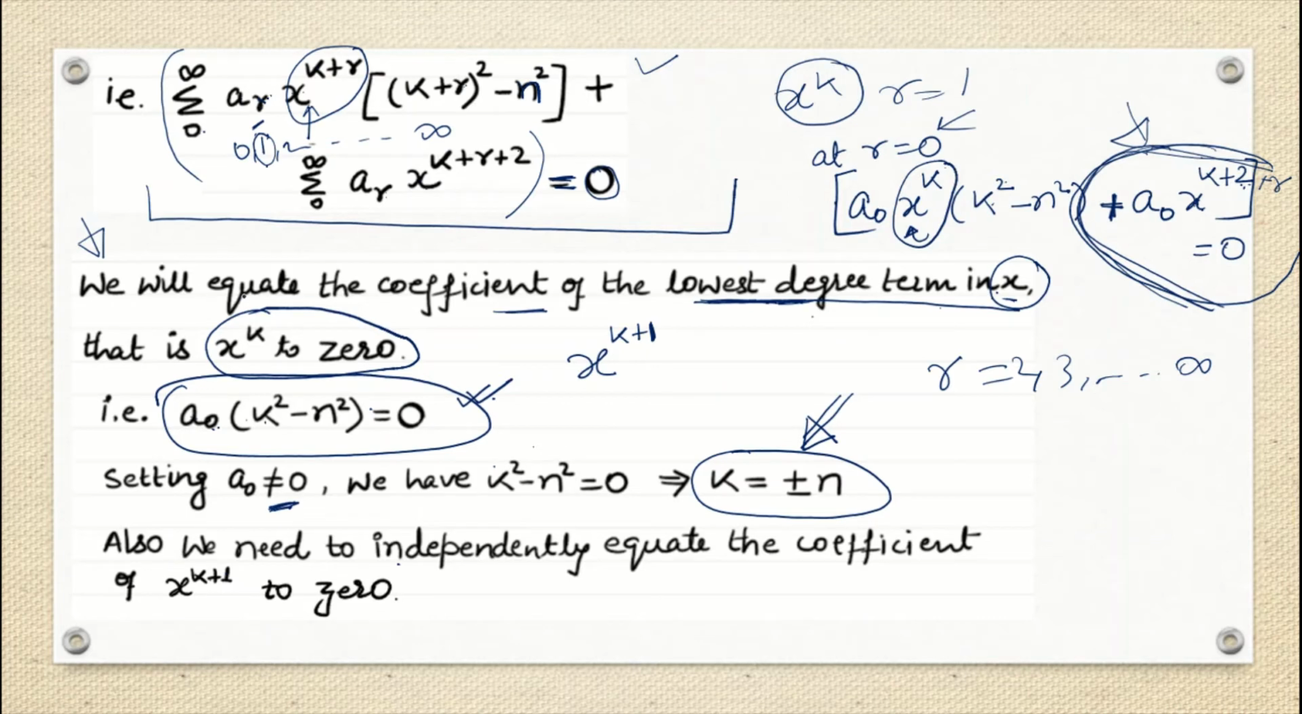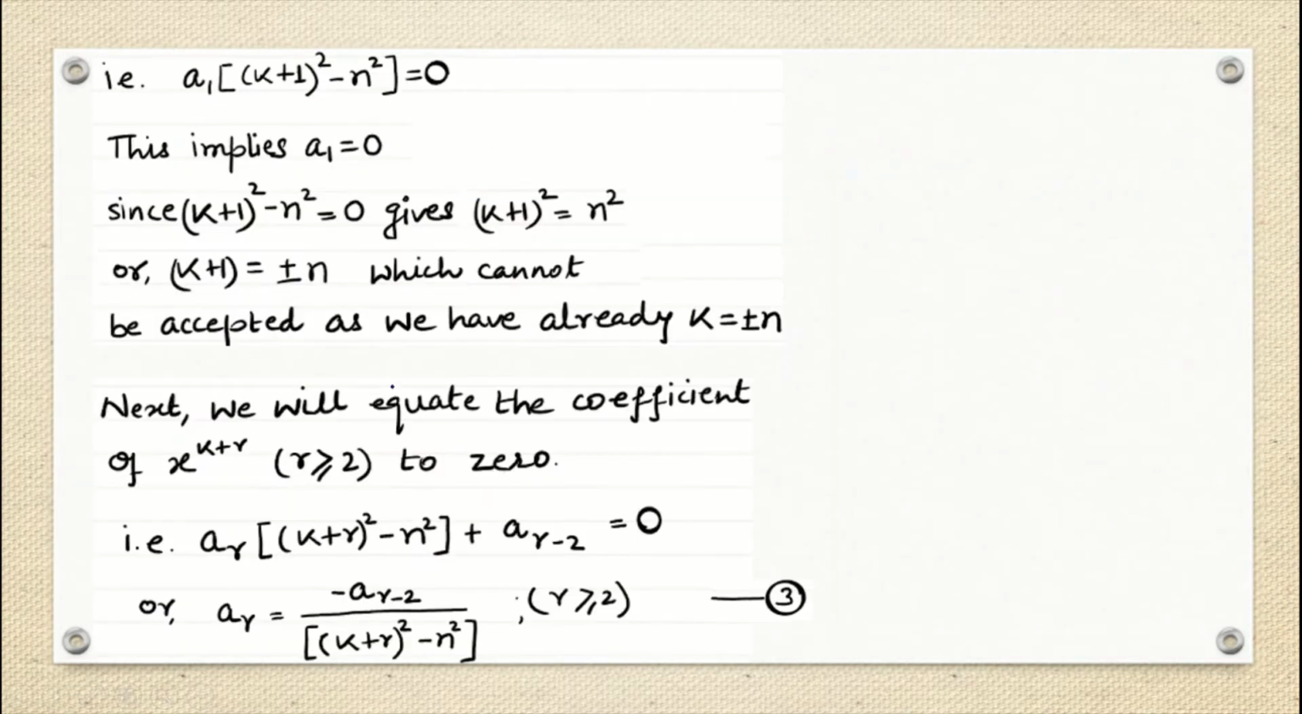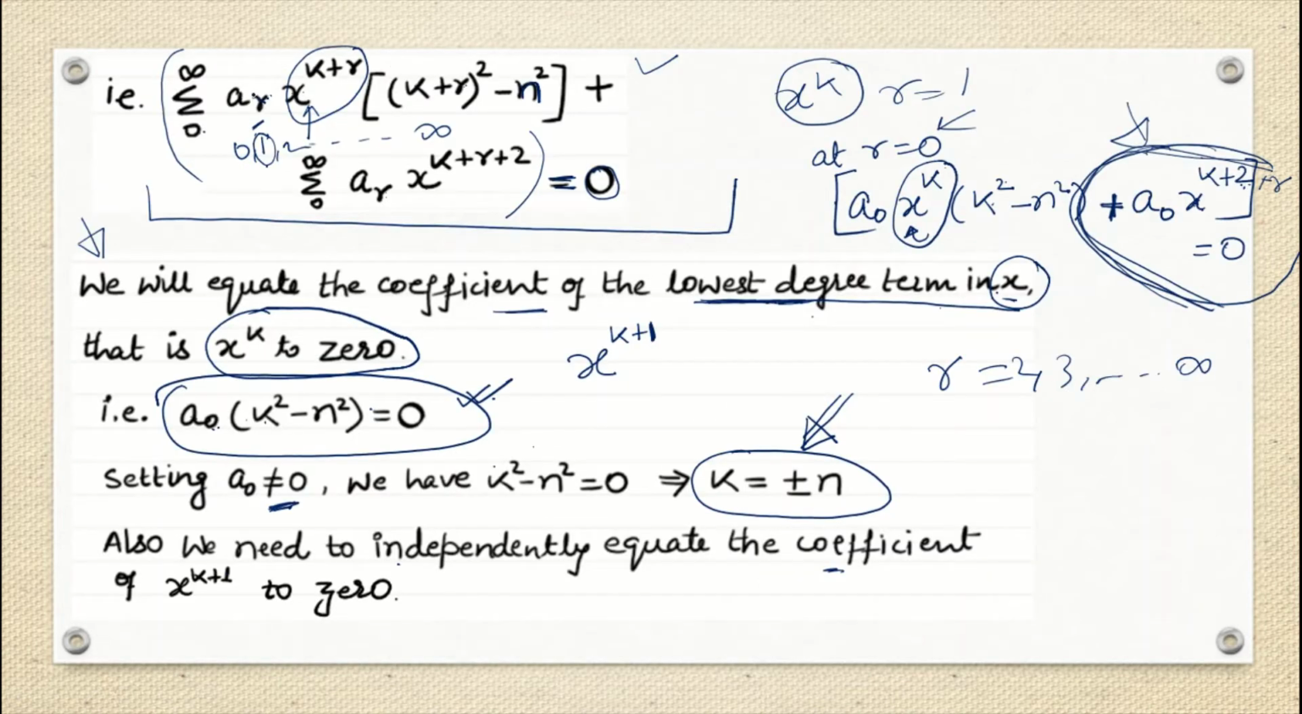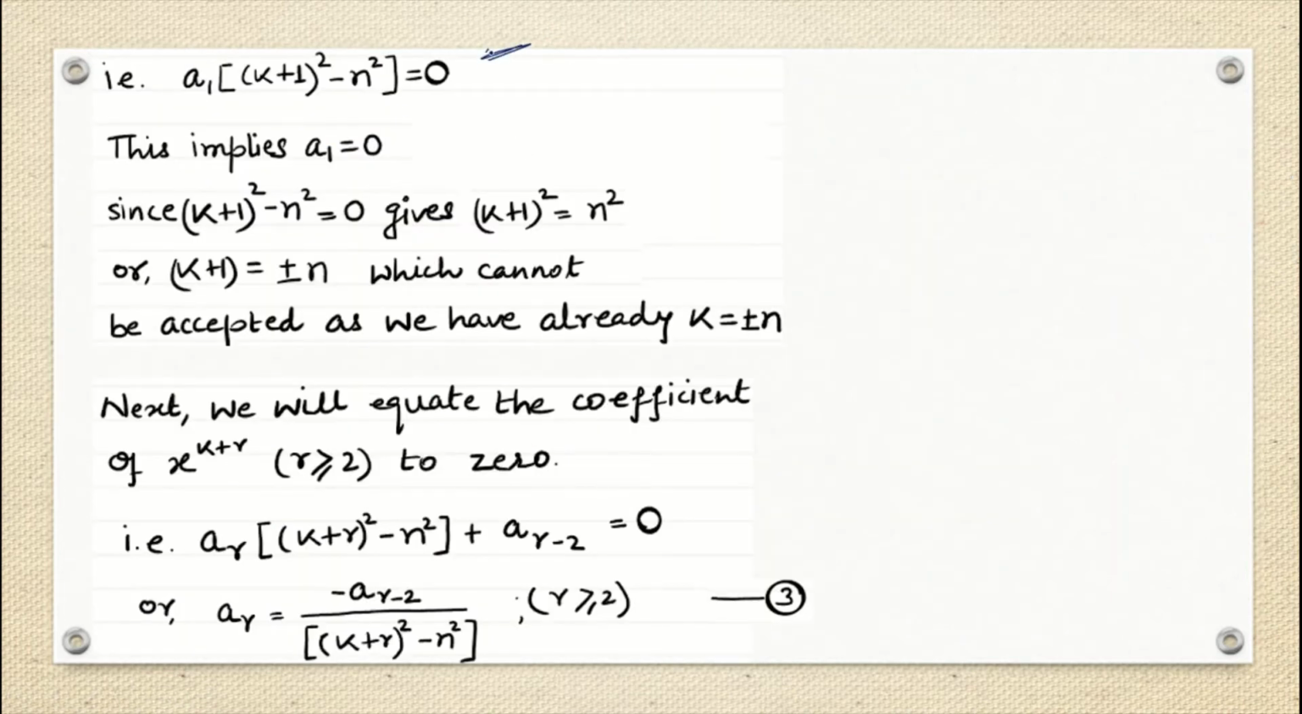Now what we have to do, we are going to equate the coefficient of x to the power k plus 1 to 0. So here is the answer. Just see here, this is a1, and then x to the power k plus 1, and then (k plus 1) whole square minus n square, and this term we are not equating. So this much we have said just now. We are just equating this right hand side to 0.